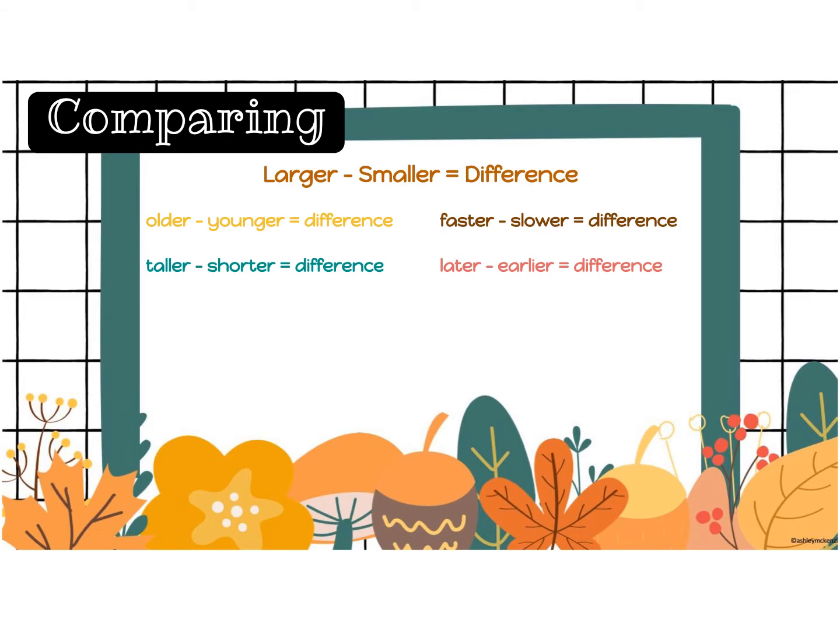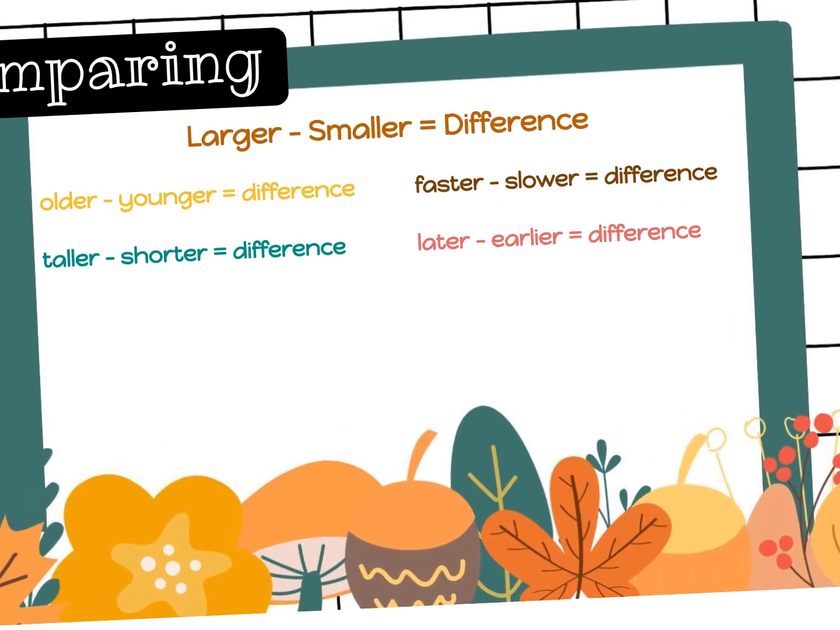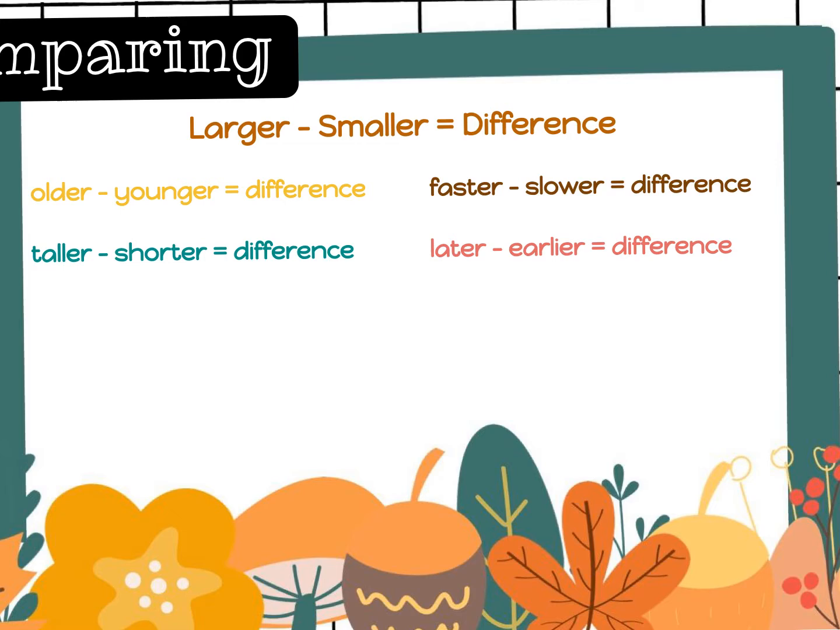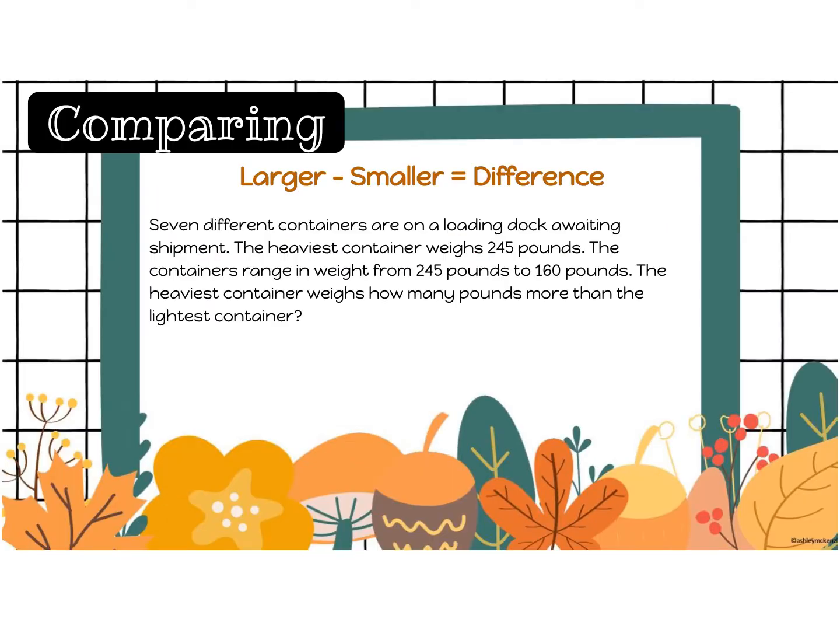Okay, so before we start, a couple of things that I want you to note. Larger minus smaller is when we find the difference. So we take a bigger number, we subtract a smaller number, we're getting the difference. If you do older minus younger, same thing. Taller, shorter, you're finding the difference in height. Faster and slower, you're finding the difference in what? Speed. Later and earlier, the difference in what? Time. Good.